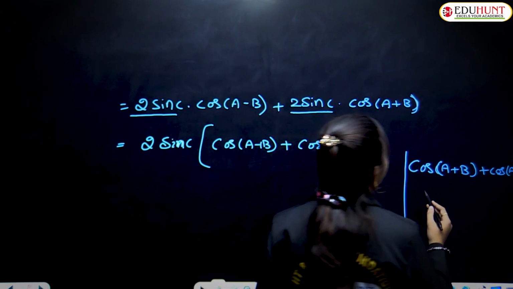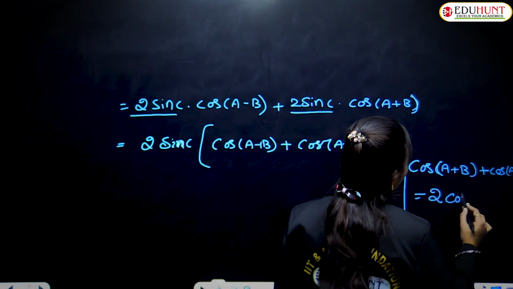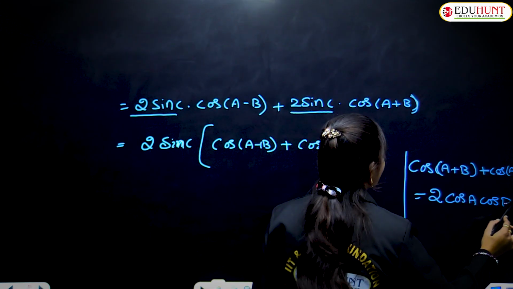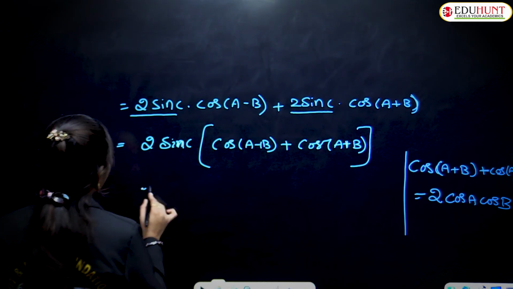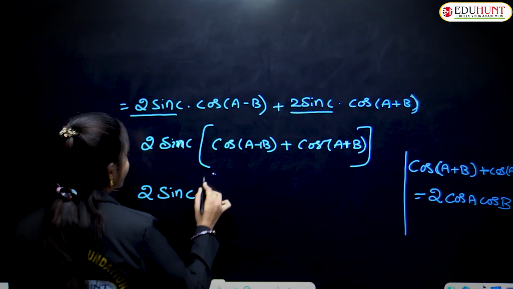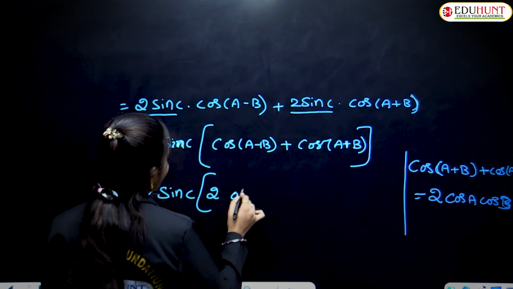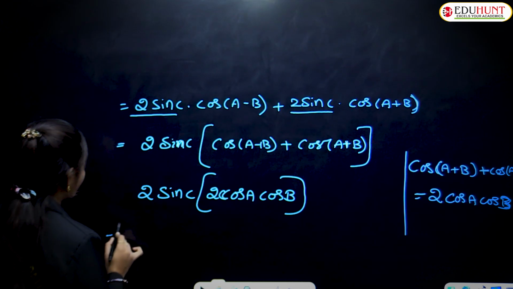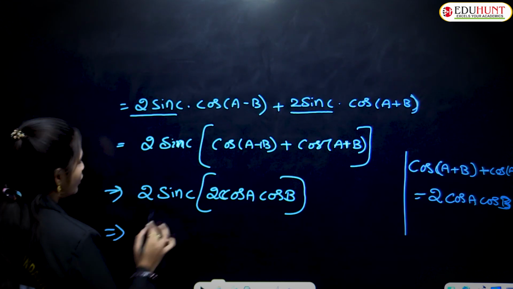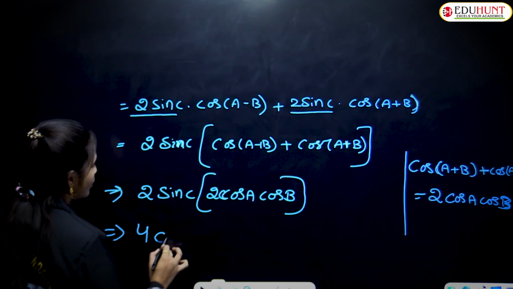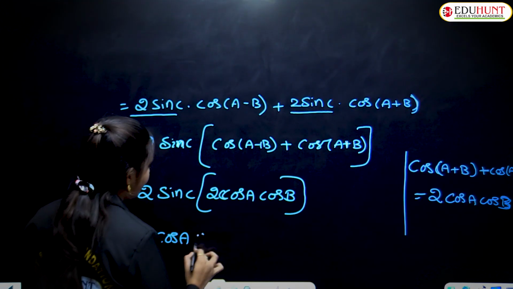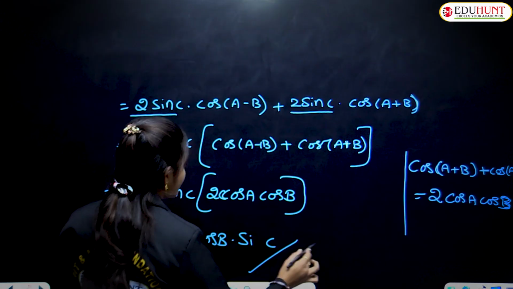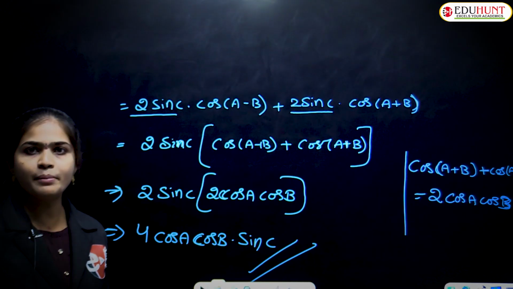What is that formula here? It equals 2 cos A cos B. So apply the same formula here: 2 sin C into 2 cos A cos B. So from this, 2 into 2 is equal to 4. First in order, we can write cos A cos B into sin C. So hence it is proved. Am I clear to you?